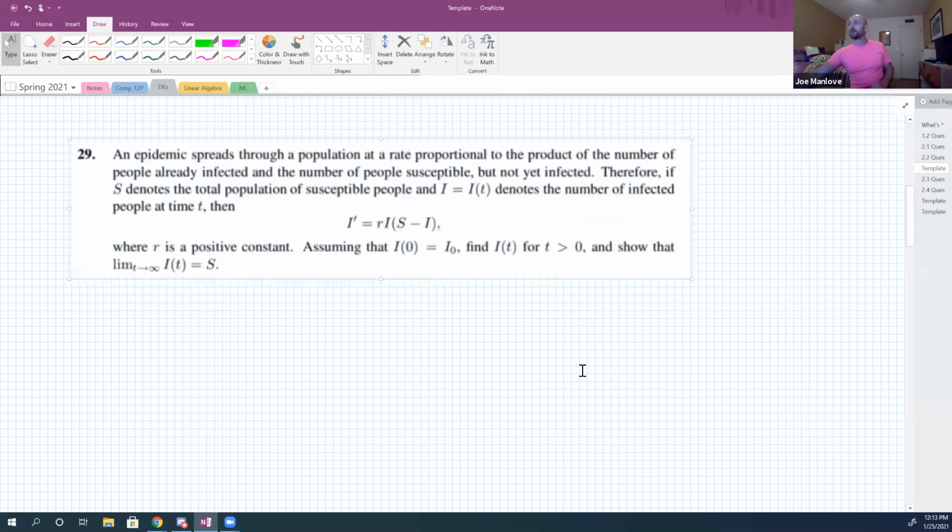All right, so let's talk about 2.3, number 29. I remember the good old days when this wasn't applicable to our everyday lives. This was just an abstract concern.